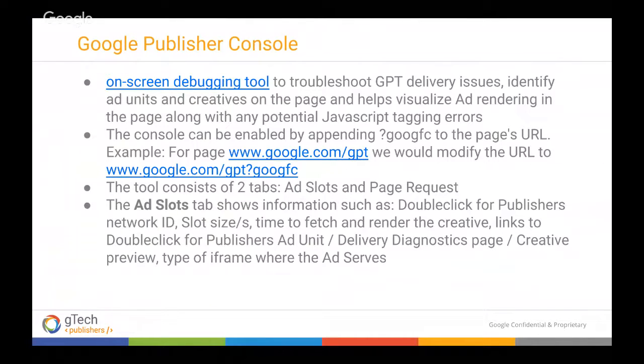So the GPT library will allow you to set up ad calls and then call and render these ad calls, but also provide this, which is, again, the Google Publisher Console, which can be used to identify different aspects of how the GPT is delivering tags on the page that we're troubleshooting. I'm going to show you in a second the tool itself.